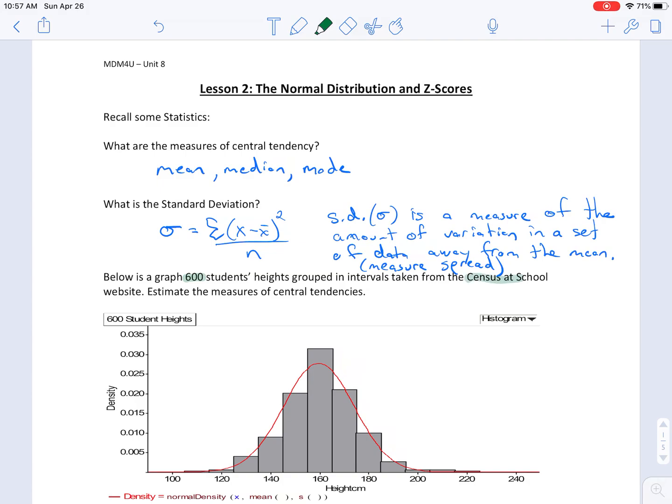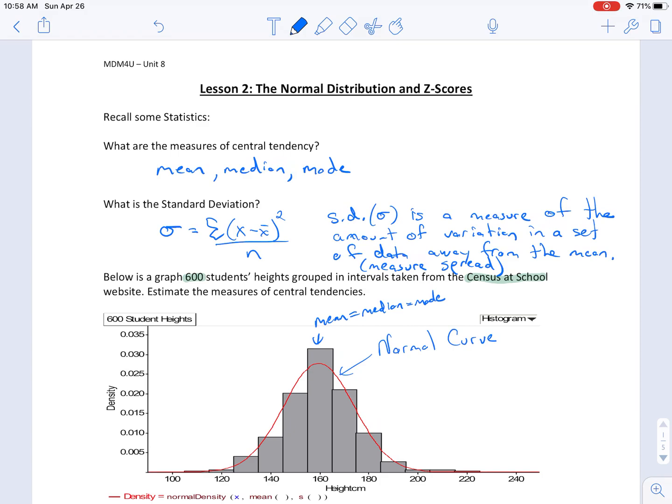So if we take a look at this example here, I took 600 students from that Census at School website that we were using, and I graphed all of the heights of students in high school. And so what you see is this tendency that falls into what is called the normal curve. So this curve, the red line, is the normal curve or normal distribution. What's interesting about the normal distribution is that it's symmetrical about the middle, and the middle is where the mean is equal to the median and the mode.